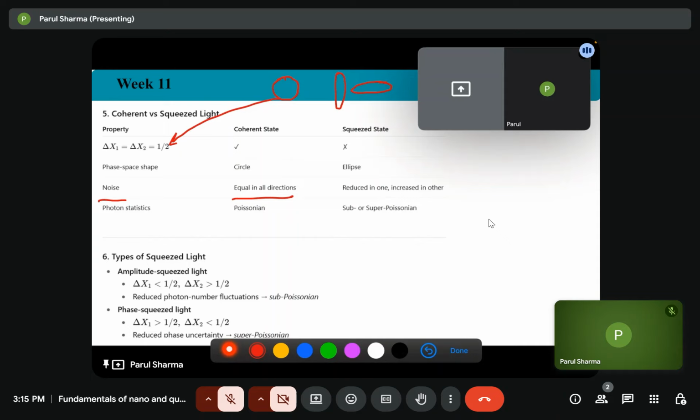So now, what is the photon statistics? We saw that for coherent states, photon statistics is Poissonian, while for the squeezed state, it can be sub-Poissonian or super-Poissonian. So we can define the types of squeezed light. There are two types of squeezed light. One is amplitude squeezed light and the other one is phase squeezed light.